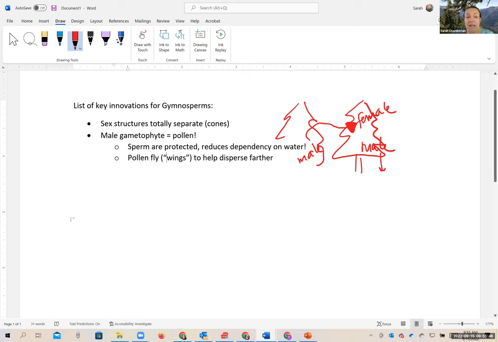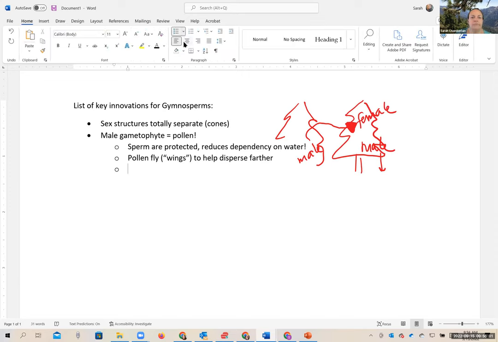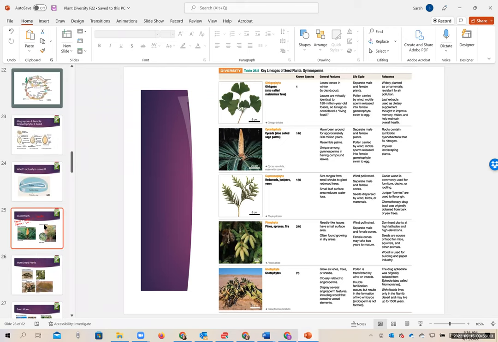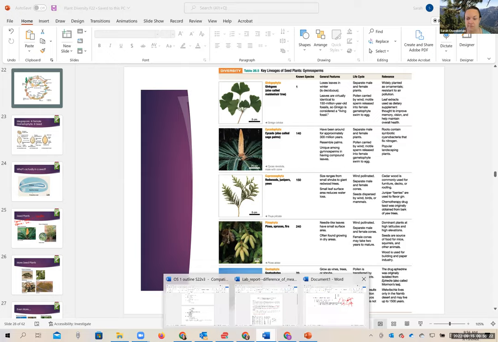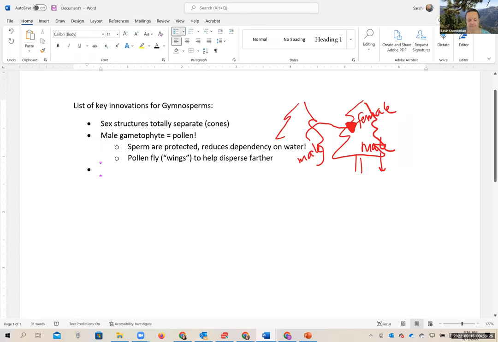Okay. So that is a key innovation. What's another new hotness, real big thing that gymnosperms have that's different? Do we need to look at some pictures to remind ourselves? Would it be like the structure of how the seed is? Good, right? So that's super useful. Why are seeds so useful? What is a seed and why is it great?